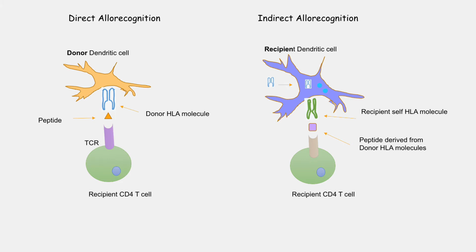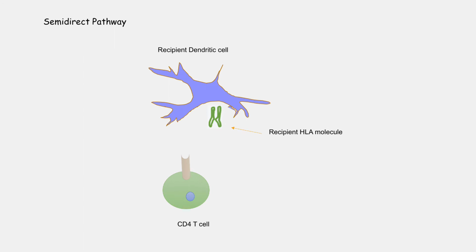As cell particles are ingested from the extracellular environment, the immune response can be like the immune response for extracellular pathogens, resulting in production of antibodies. Both direct and indirect allorecognition can result in activation and proliferation of recipient T cells. Another type of allorecognition is by the semi-direct pathway. In this type of allorecognition, donor HLA molecules get incorporated on the surface of recipient dendritic cells. These intact donor HLA molecules are then recognized by recipient T cells.